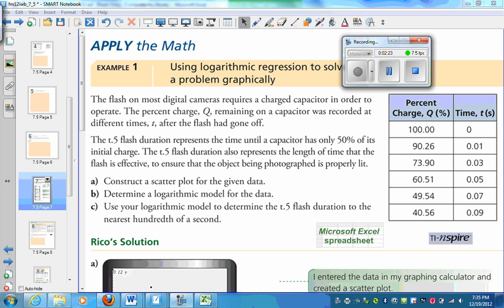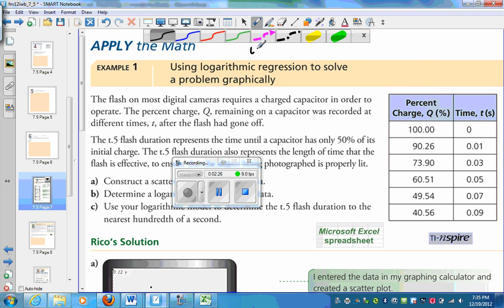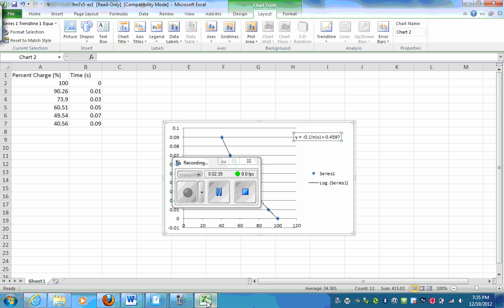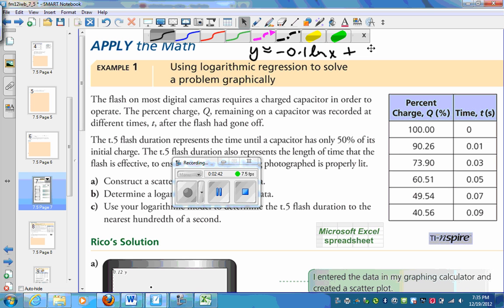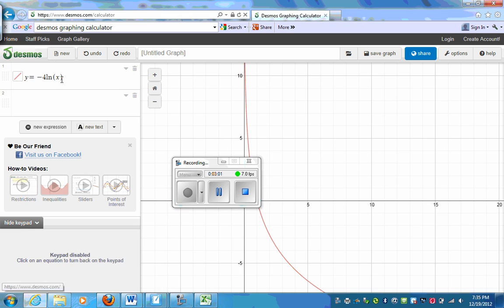What we could do is take the equation that we got, which was y equals negative 0.1 ln x plus 0.4597. And what we would do is put in the value of 50. So this is just a matter of going to your calculator. There should be a button on your calculator that says ln. Sometimes it's above log. If you can't find it on a conventional calculator, go to Desmos and it will do calculations for you as well.